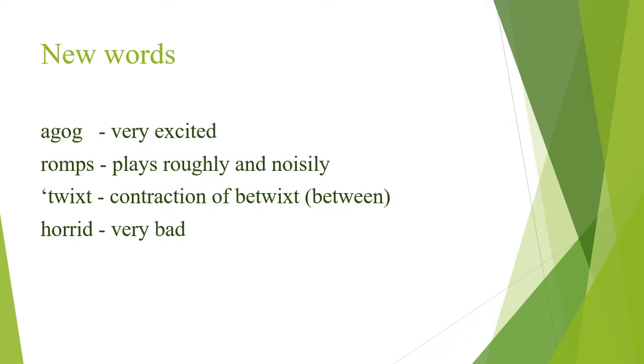Now, if a noisy group of children are romping around the garden, playing around the garden full of energy, noisily and roughly, then we can say the noisy group of children romped around the garden. Got it? Now you make a sentence.